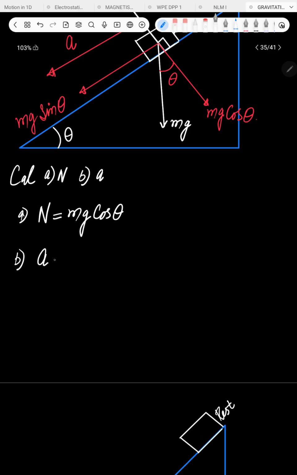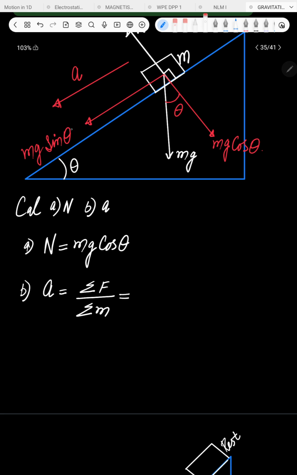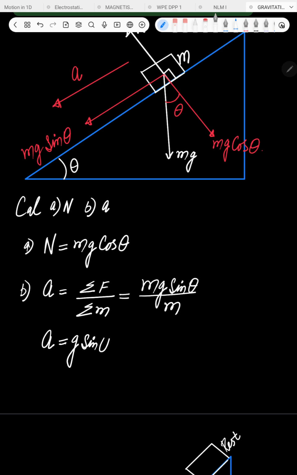Obviously acceleration will be equal to the sum of all the external forces divided by the sum of all the masses, which is Newton's second law. Now tell me, what is the net force on this block? This is the block. That's obviously only mg sin theta, because N and mg cos theta are going to cancel each other. So we have just one force on this block, and that is mg sin theta. Let me write down here mg sin theta divided by m. Now obviously this m and m is going to disappear, and we are left with a equals g sin theta.